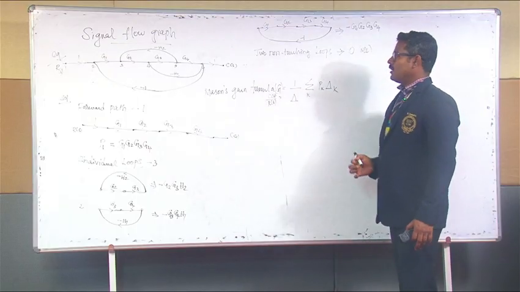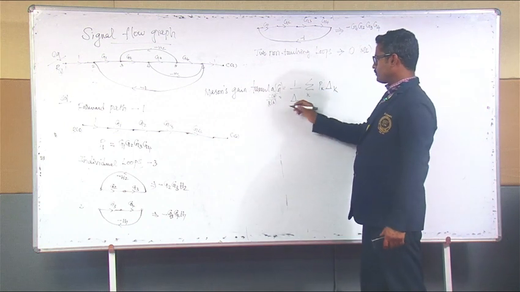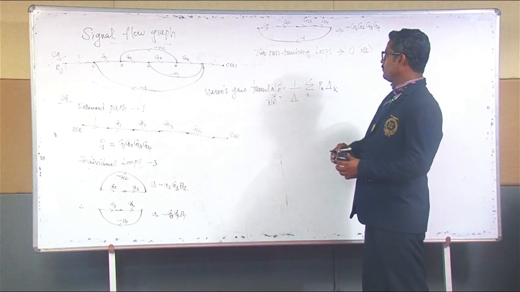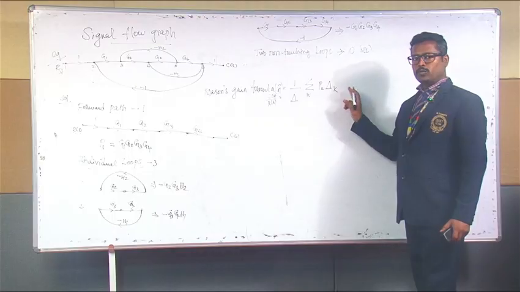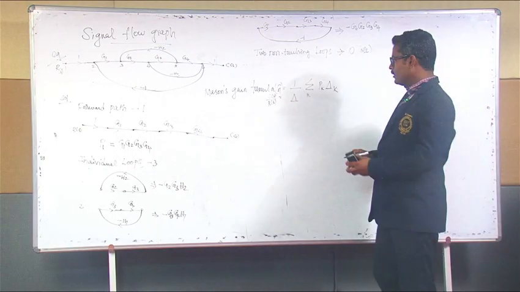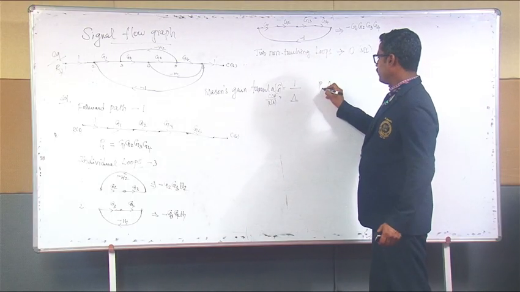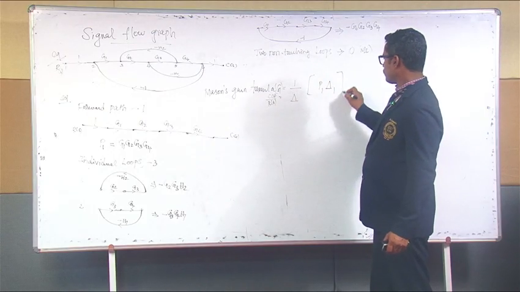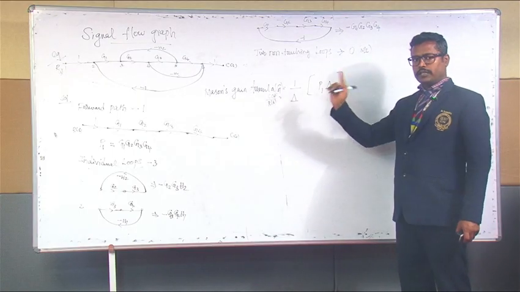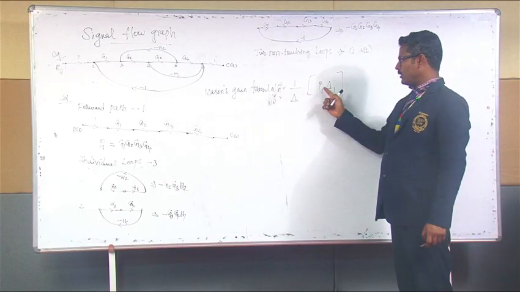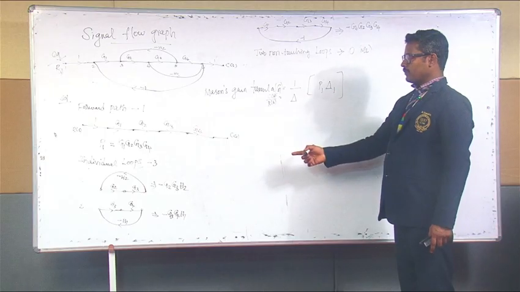So we can change this Mason's gain formula for this signal flow graph in the following way. C of S by R of S equals 1 by del into the summation of P1 del 1, P2 del 2, but here only one forward path is present. So this summation is for only one forward path, so it is P1 into del 1. If there is P2 del 2, P3 del 3, it will be added up, but here there is only a single forward path. So we have P1 into del 1, and we have to calculate the del.